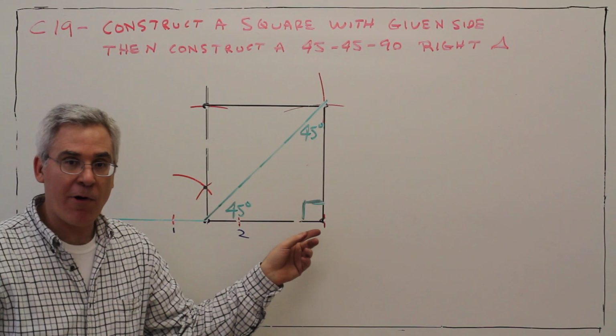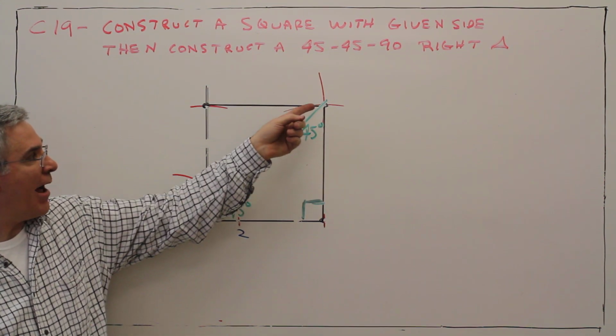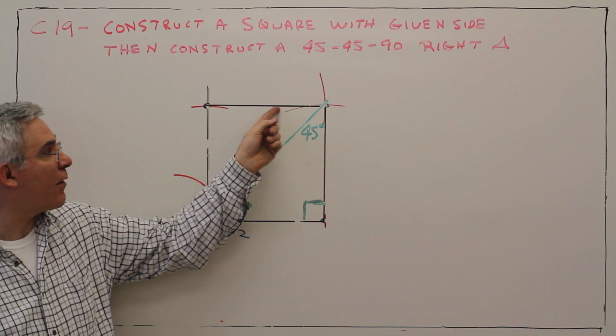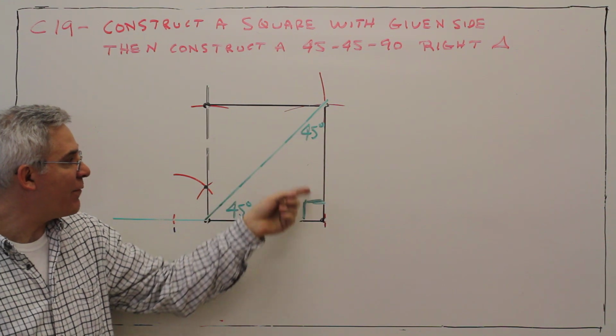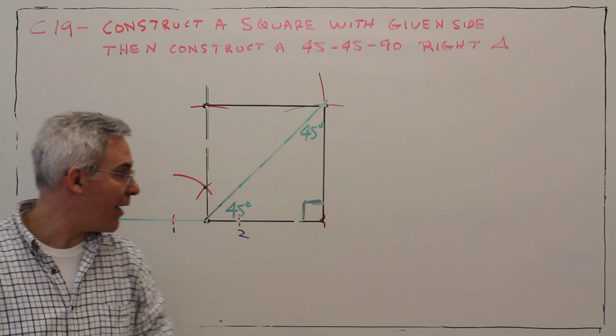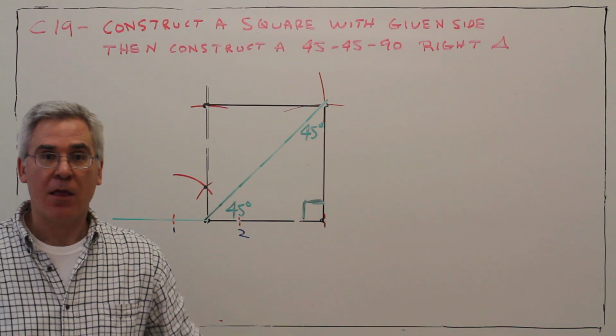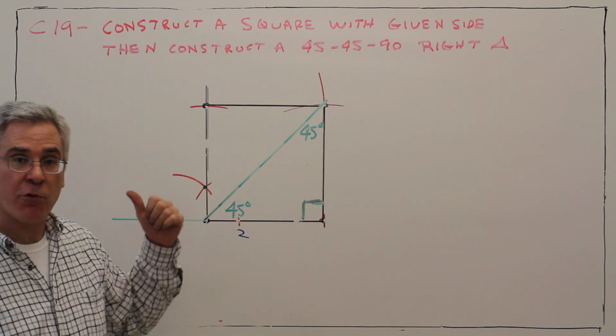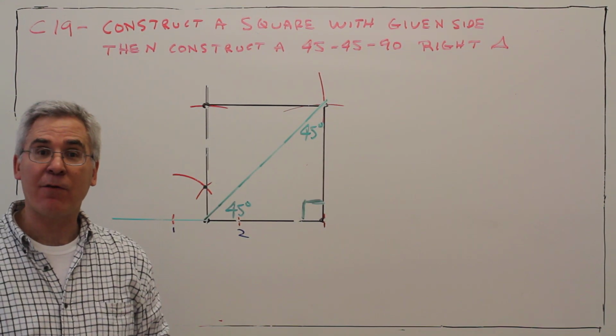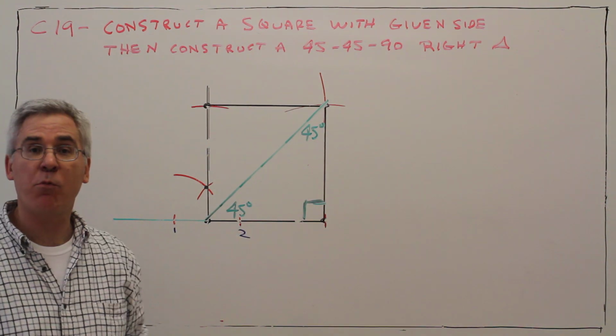Again, a square has right angles. If you're a square or a rhombus, the diagonal bisects the angles. Half of 90 is 45. So I've now constructed a 45, 45, 90 right triangle. And there you have it, how to construct a square and a 45, 45, 90 right triangle with one given side.